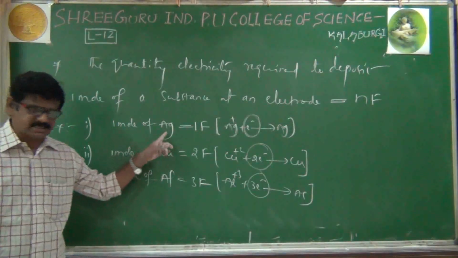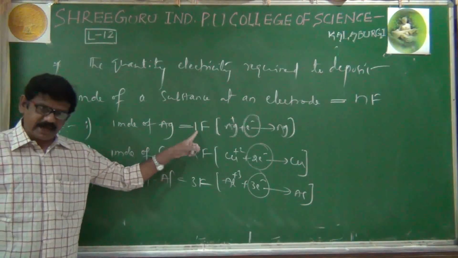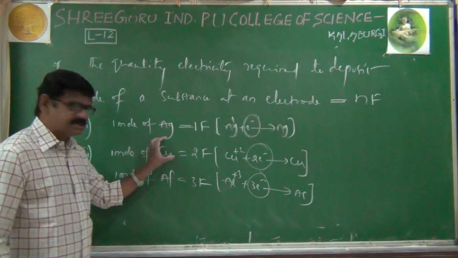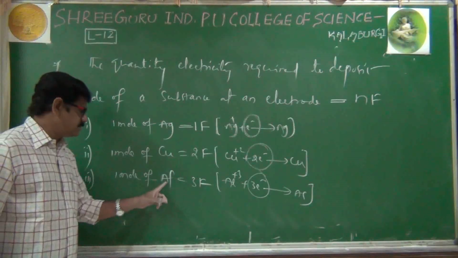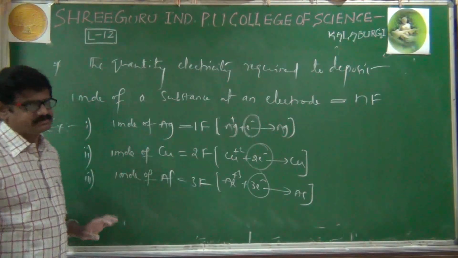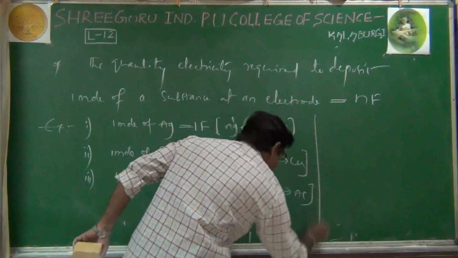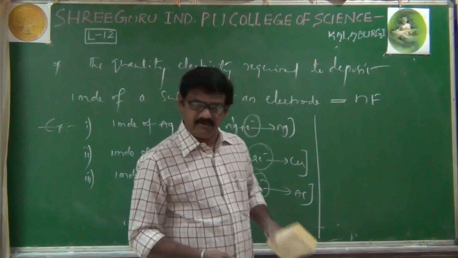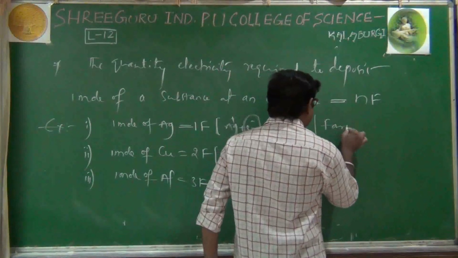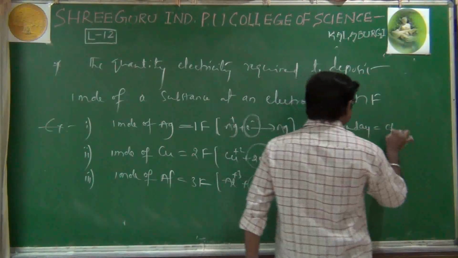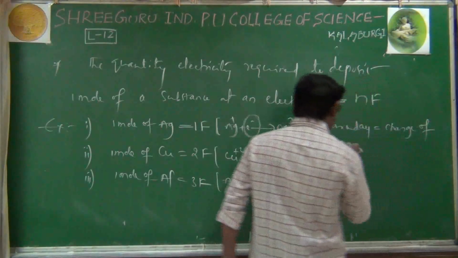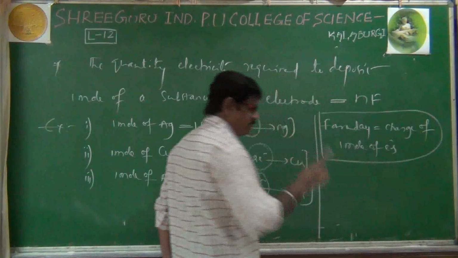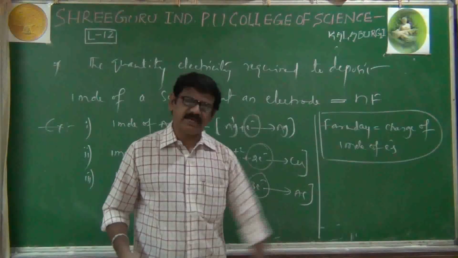As far as silver is concerned, 1 Faraday of current is needed to deposit 1 mole of substance. As far as copper is concerned, 2 Faradays are needed. As far as aluminium is concerned, 3 Faradays are needed. Right. Now here one important thing is that first we have to know what 1 Faraday is. 1 Faraday is equal to the charge of 1 mole of electrons. That's all. This is the formula. 1 Faraday is nothing but the charge of 1 mole of electrons.